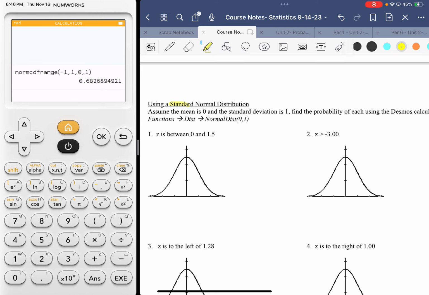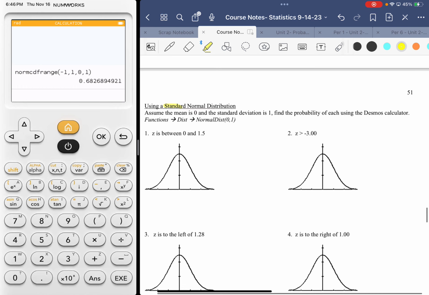So, because it's a standard normal distribution, we assume the mean is 0 and the standard deviation is 1. But I'll show you some examples later on where that's not necessarily the case. We want to find, see, I knew I didn't fix it, the numworks. And the process is on the previous page, so that part should be okay.